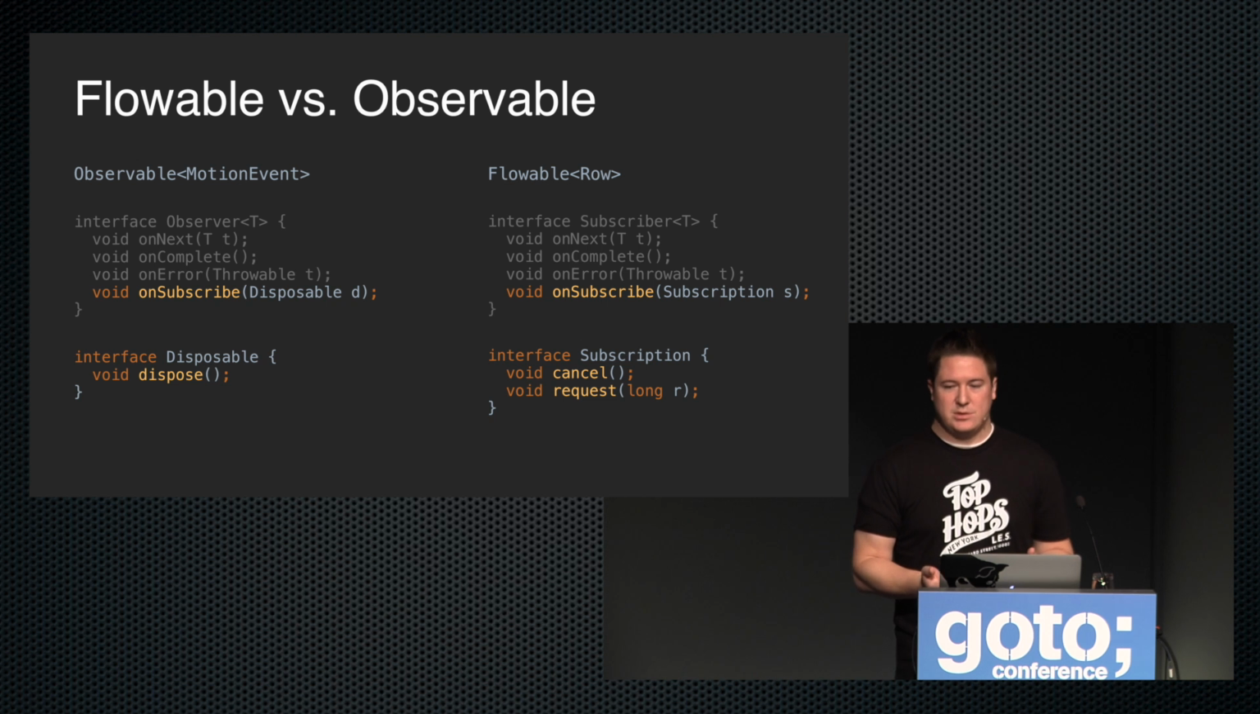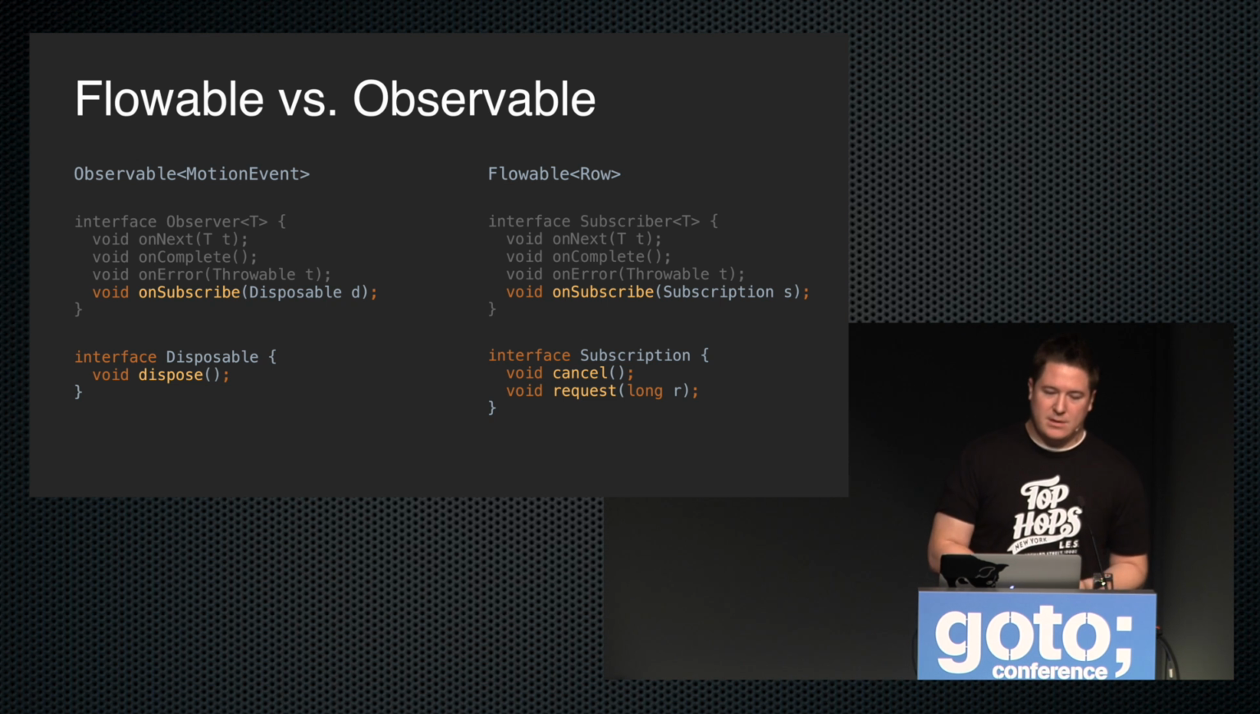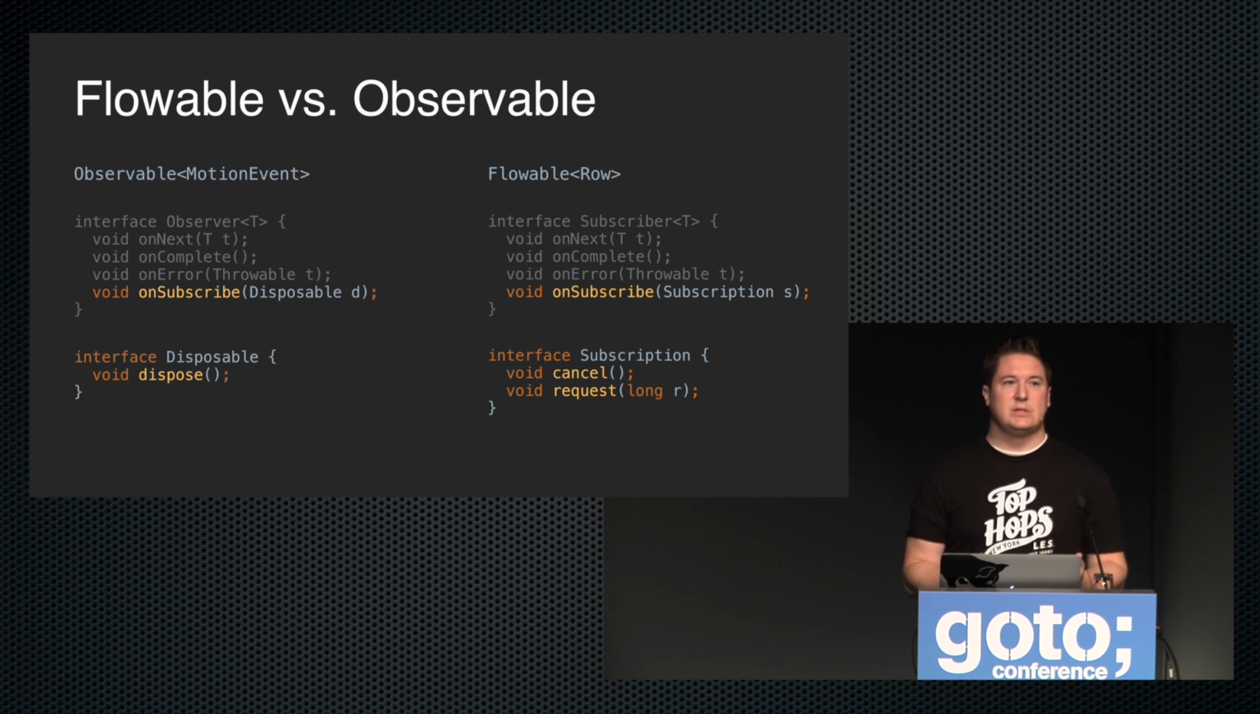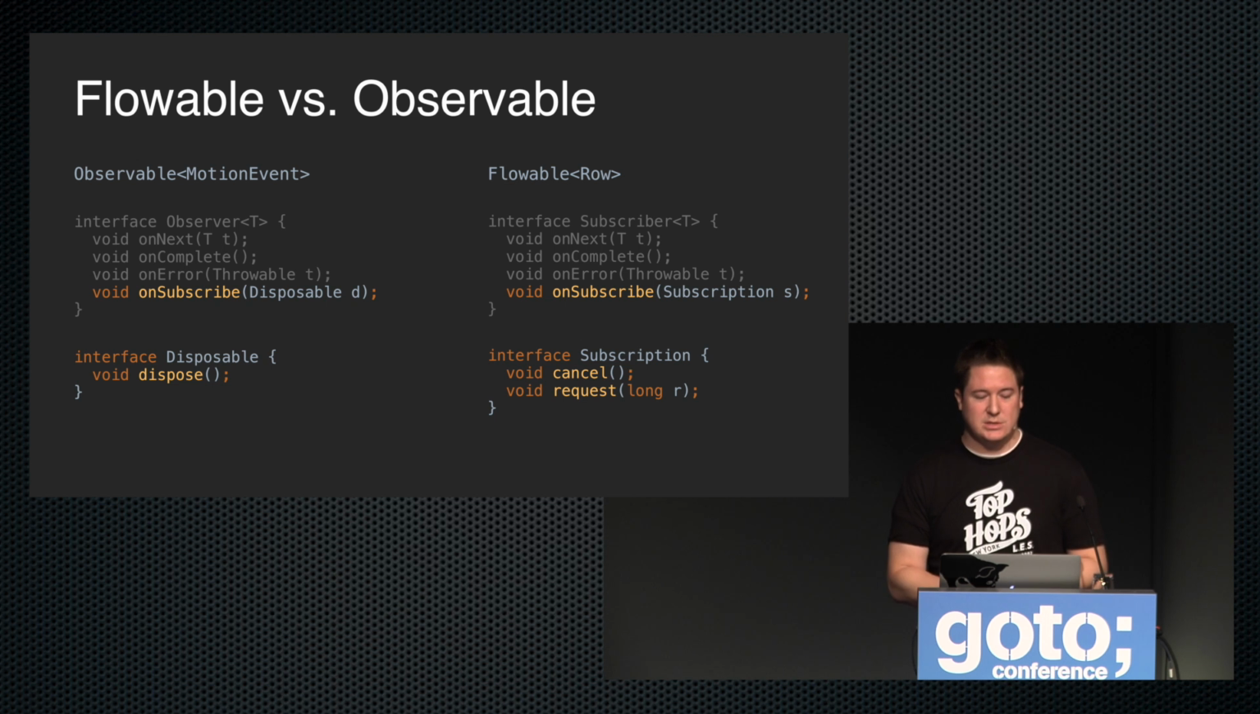Now the same is true for the type on flowable. Even though it has a different name, the use is the same. It has this cancel method, which is essentially the same as disposable's dispose. The difference here is that it has a second method called request, and this is where backpressure shows itself in the API. This request method is how you tell the flowable that you want more items.